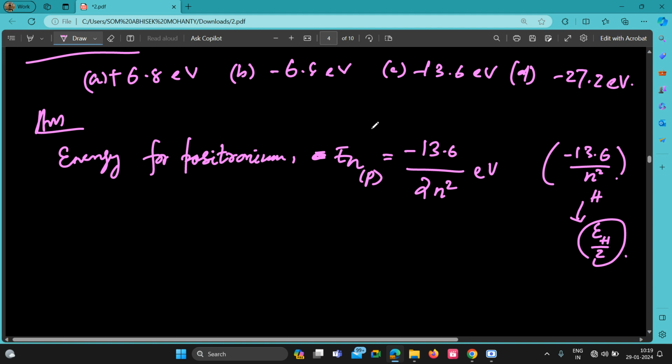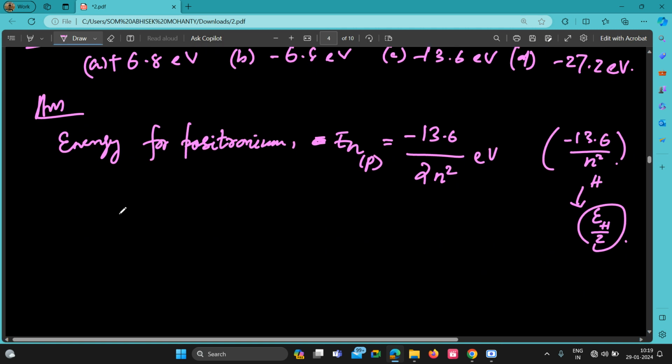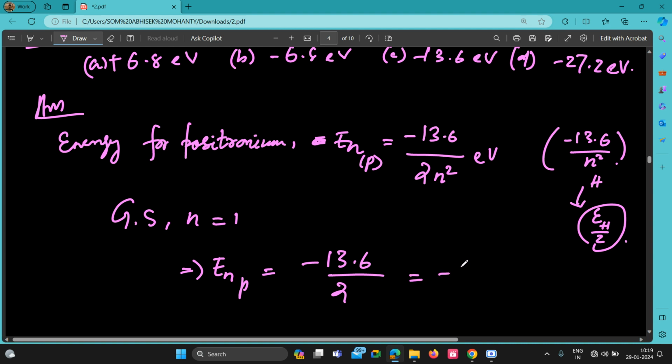Here the ground state energy is asked, right? Ground state means n is equal to 1, so just put it. Energy of positronium will be minus 13.6 by 2, that is minus 6.8 electron volt. Simple, a very simple question.